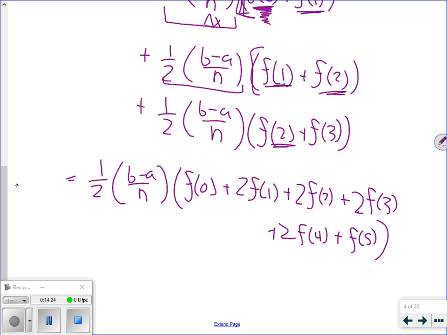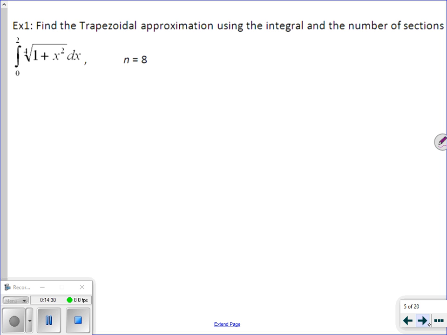Okay? Let's look at an example. Let's actually do one. Find the trapezoidal approximation using the integral and the number of sections. Okay, so we're trying to approximate the area underneath this curve, the 4th root of 1 plus x squared, something we can't do u-substitution with.